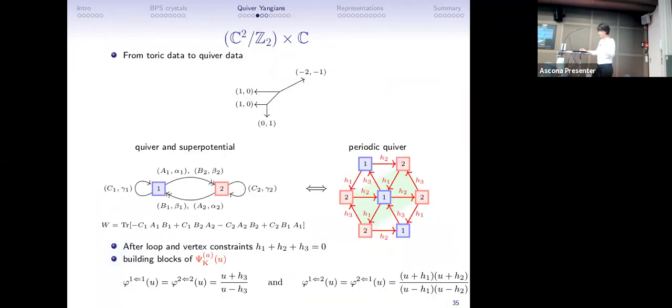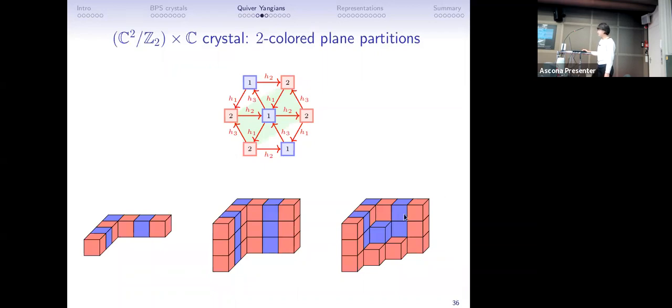Okay, so let me just explain a little bit. This is one example. This is an orbifold of C2, called C. This is almost the simplest next case you can consider. This is the periodic quiver, and the crystal has exactly the same shape as the plane partition, but now it has two different colors. When you go along the two directions where you do the orbifold, the color will alternate, and when you go along the third direction, it won't change.